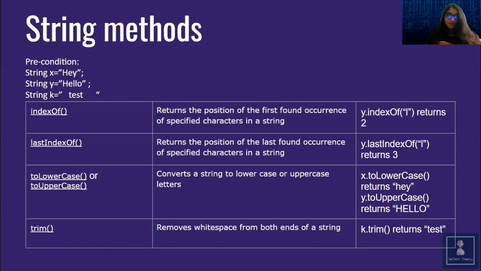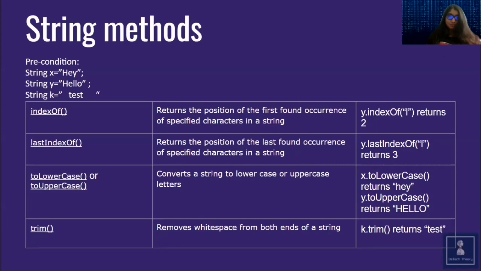Okay, so now we have a few more string methods. Again, we have the same preconditions, except we have a newer precondition, which is called k, which is the word "test" with a few white spaces before and after. So let's look at the indexOf method. The indexOf method returns the position of the first found occurrence of specified characters in a string. For example, y.indexOf("l") would return 2, because in the string y, the letter l appears for the first time at index 2.